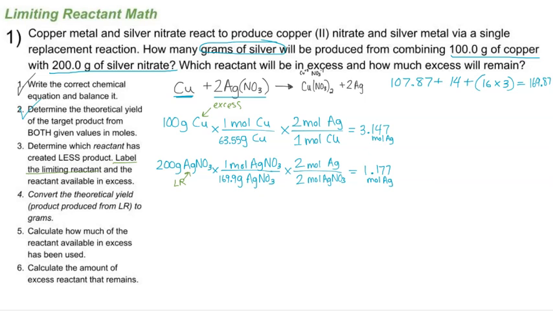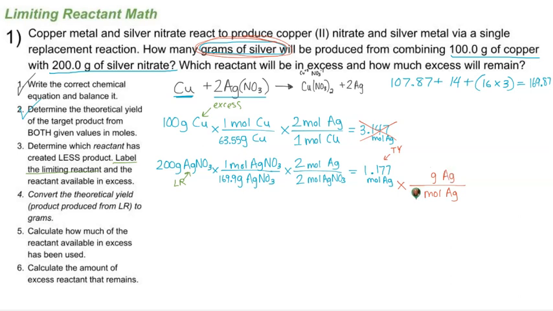The next thing that I'm going to do is put an X through this yield right here, because I know that I'm not going to be able to actually produce 3.147 moles of silver. And I'm going to take the theoretical yield from our limiting reactant, so our actual theoretical yield here, and convert it into grams because the problem is asking me to find how many grams of silver, not how many moles of silver.